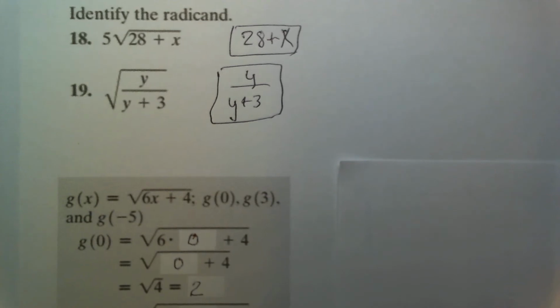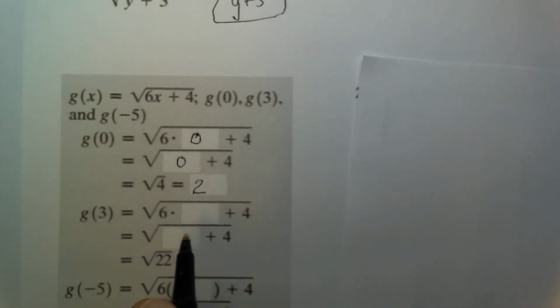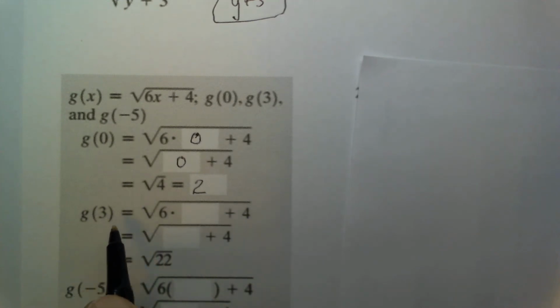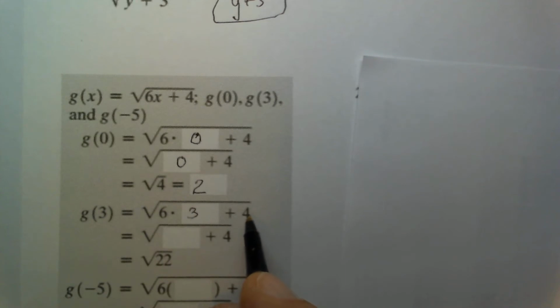Now g of 3 means we replace x with the number 3, so 6 times 3 plus 4, or 18 plus 4, which is 22. So that's g of 3, the square root of 22.